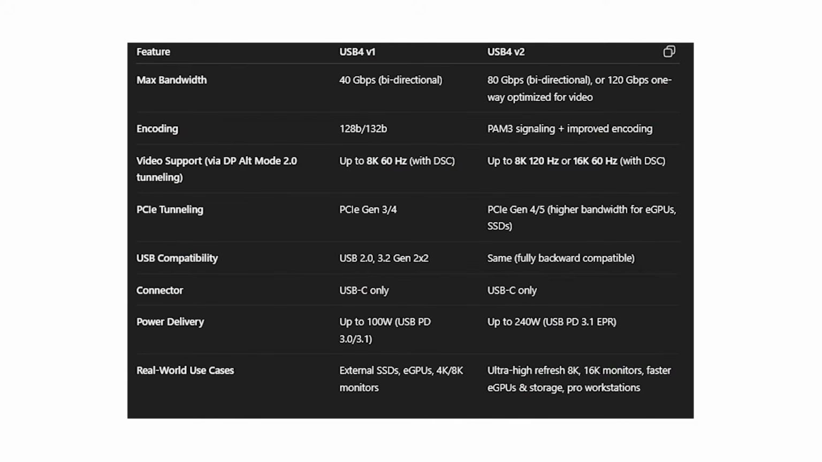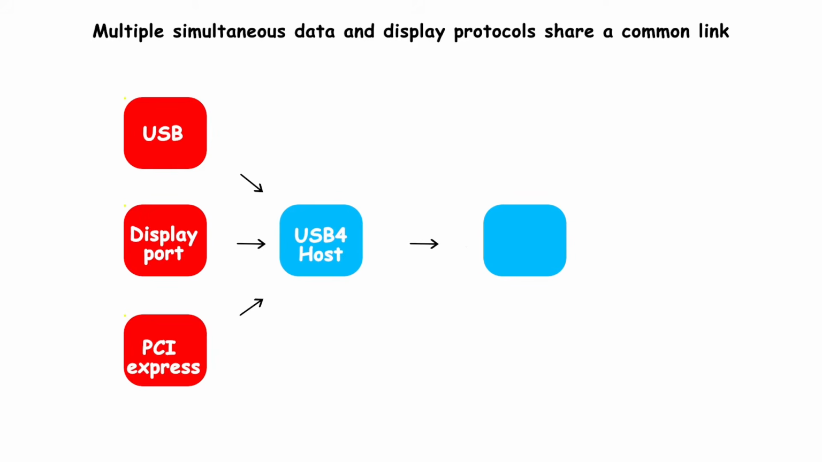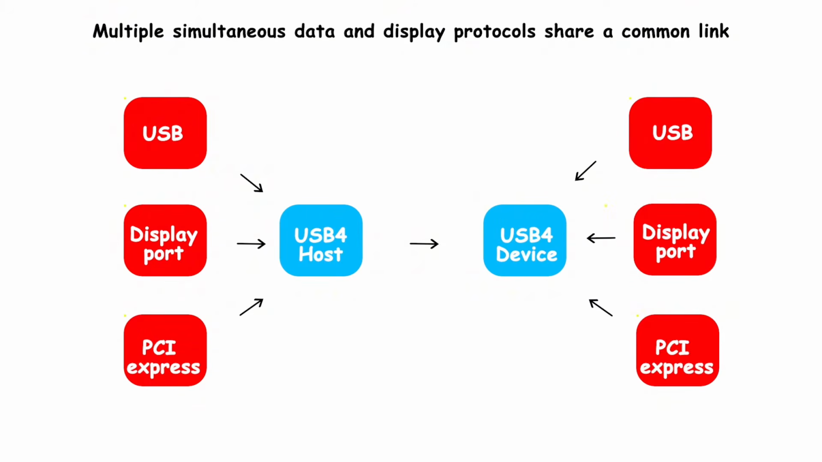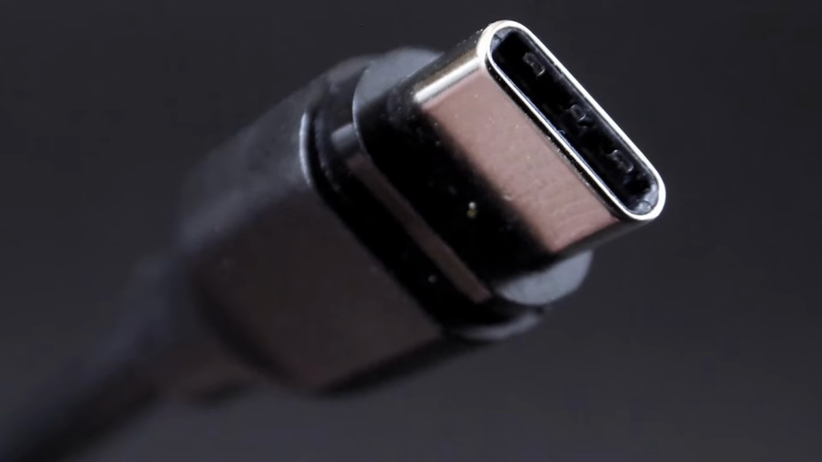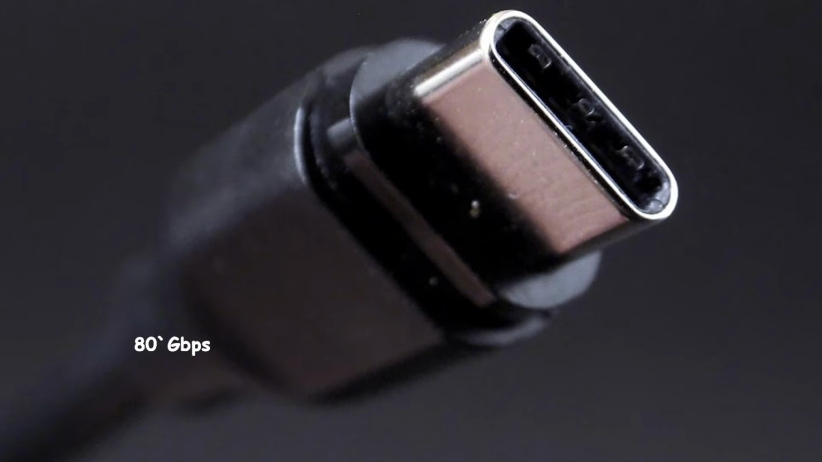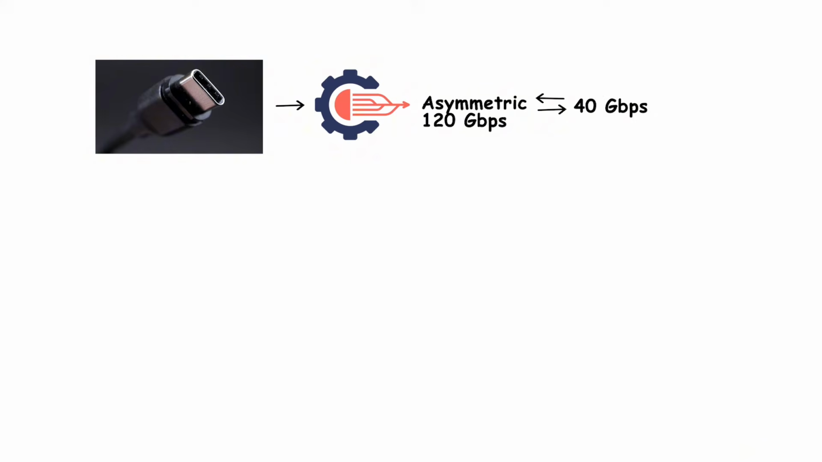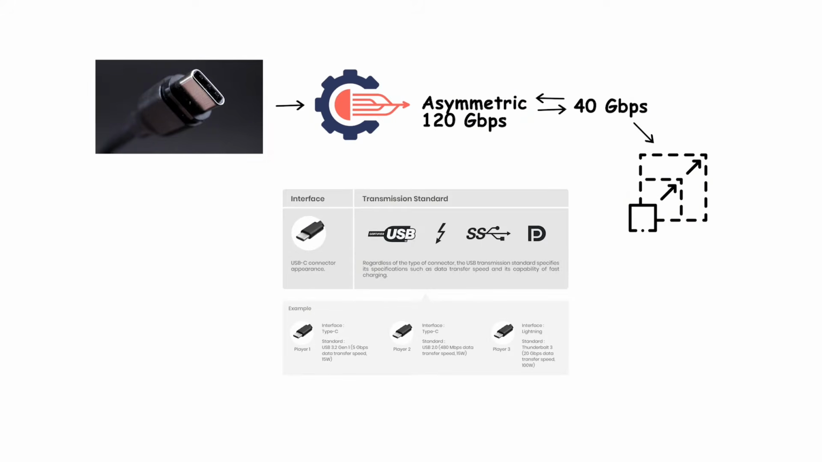USB4 v1 and v2 focus on tunneling protocols like DisplayPort and PCI Express. The USB4 host requirement includes support for DisplayPort Alt Mode on its downstream ports, ensuring broad monitor compatibility. USB4 version 2.0 raises link capability to 80 gigabits per second, and for display-heavy use, an asymmetric mode of 120 gigabits per second one way and 40 gigabits per second the other way, using a new signaling scheme. Use proper USB-C full-featured or active 80 gigabits per second cables to reach these rates.